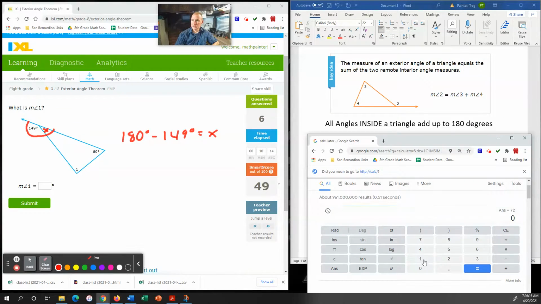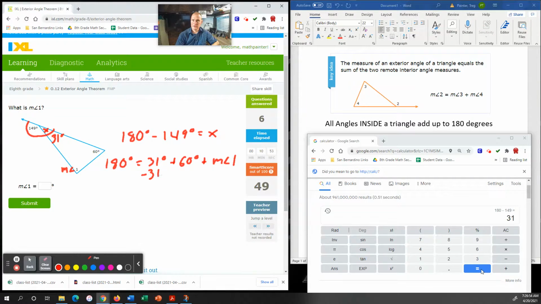And here we go. We got 180 minus 149 equals 31 degrees. So we got 31 degrees. Now, if I remember, 31 plus 60 plus measure of angle 1 will equal 180. So we can do that. 180 degrees altogether in the triangle equals 31 degrees plus 60 degrees plus measure of angle 1.